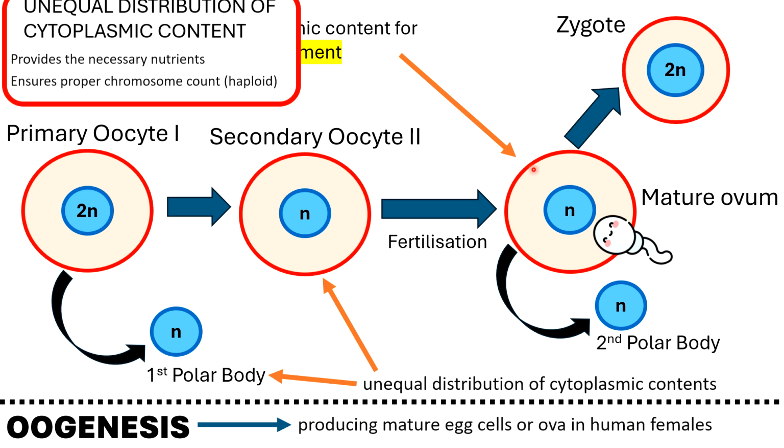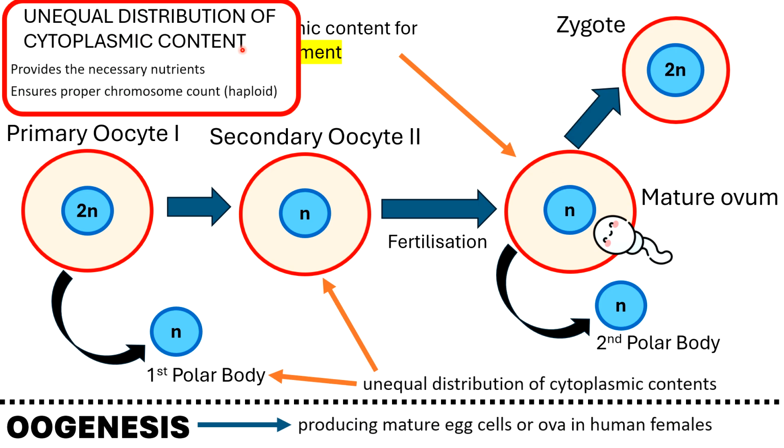Now, the unequal distribution of the cytoplasmic content that we see from the oocyte 1 to the oocyte 2, and then the first polar body, provides the necessary nutrients for embryonic development and ensures proper chromosome count, which should be haploid, N, okay? We know diploid is 2N, so it needs to be haploid.